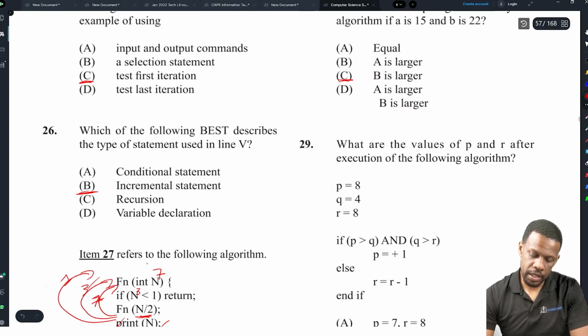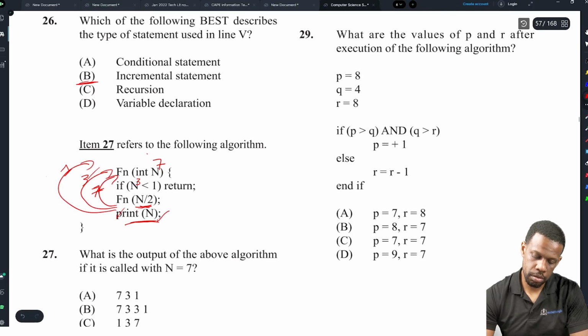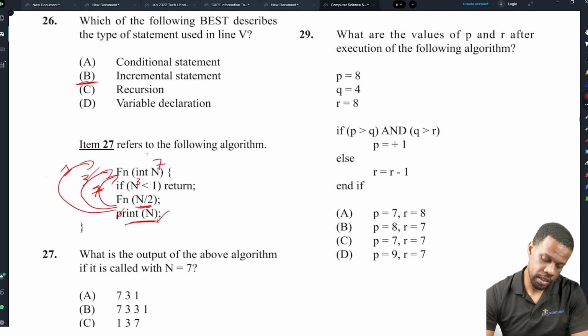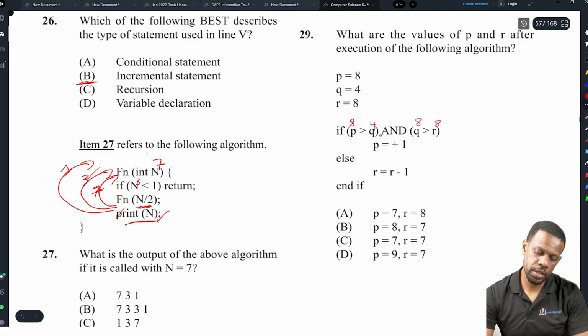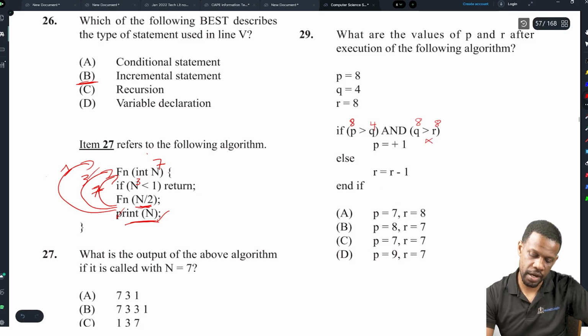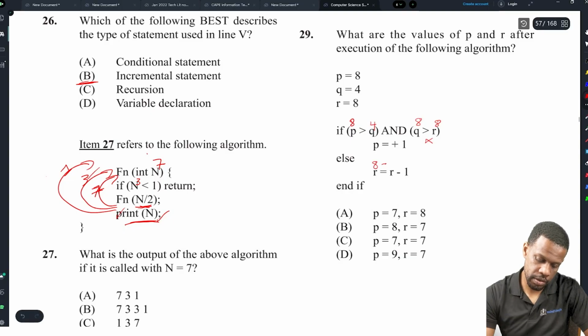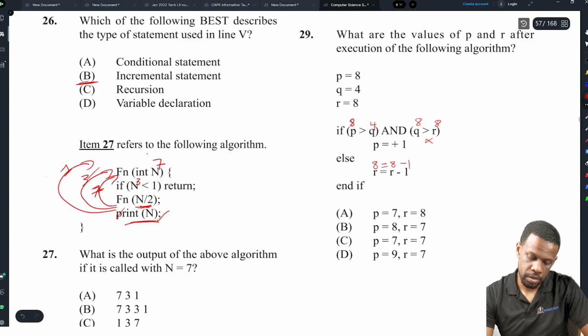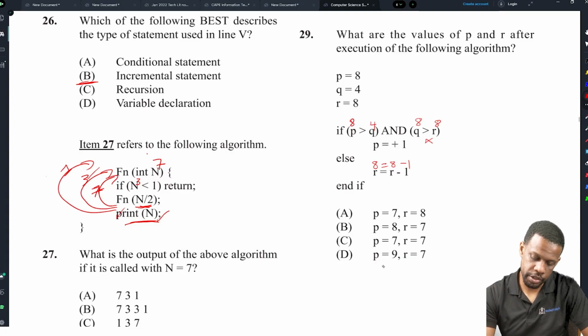What are the values of P and R after execution of the following algorithm? Okay, so we have P is 8, Q is 4, R is 8. If P is greater than Q, that is correct, and Q is greater than R, that is not correct. Therefore, we will have R is equal to R minus 1, which is 8 minus 1. R will end up being 7. So we know R is 7. P is still 8. Yeah, P is 8. Never changed.